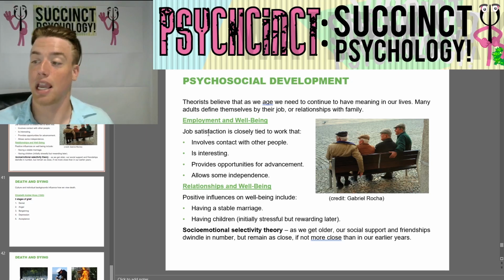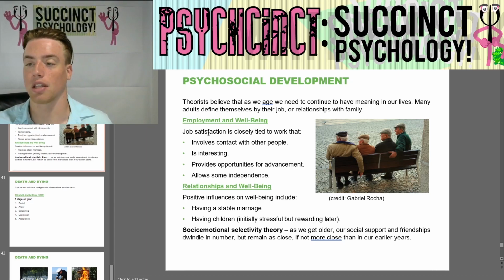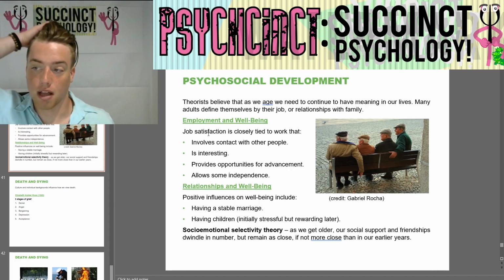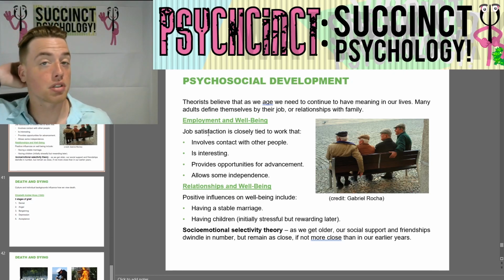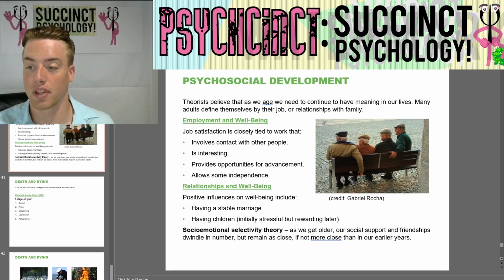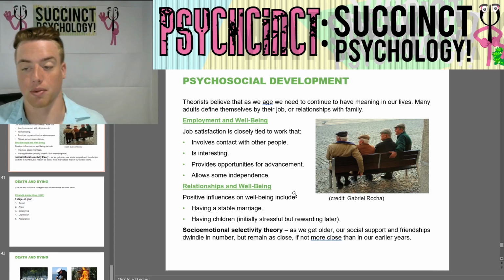Theorists believe that as we age, we need to continue to have meaning in our lives. Many adults define themselves by their job or relationships with family. So employment and well-being. Job satisfaction is closely tied to work that involves contact with other people, is interesting, provides opportunities for advancement, and allows you some independence.